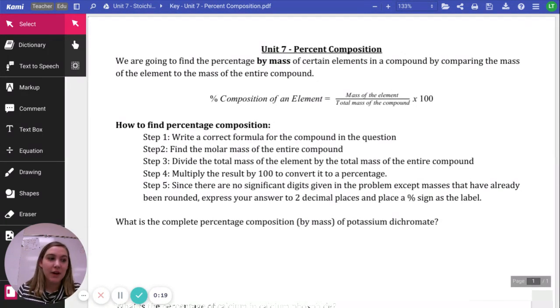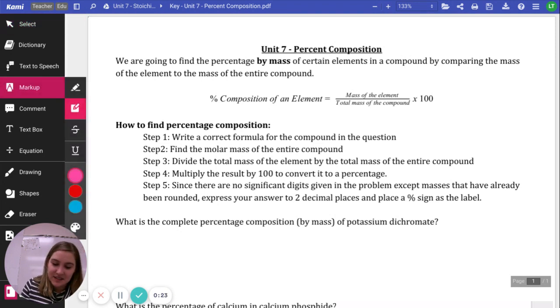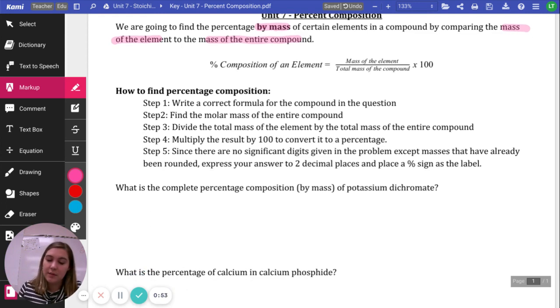So when we're finding the percent composition, we are finding the percent by mass of elements. Basically, we are going to compare the mass of the element to the mass of the entire compound. So to find percent composition, it's mass of the element you're looking for divided by mass of the total compound. That's pretty much it. Mass of the element divided by mass of the compound.